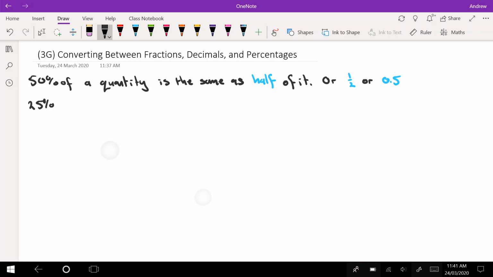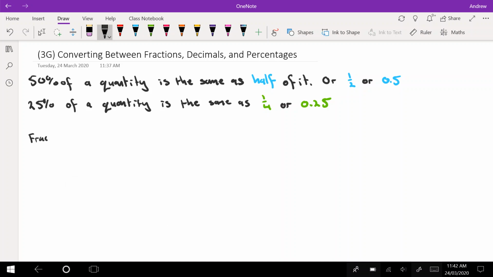Okay. 25% of a quantity. So now we're talking 25% is the same as what, Stella? A quarter of it. And how would I write that as a decimal, Thashara? 0.25. Smart child. So you see, we've got 50%. I can write that as 0.5, or I could write that as half. 25%, I could write that as a quarter, or I could write it as 0.25.